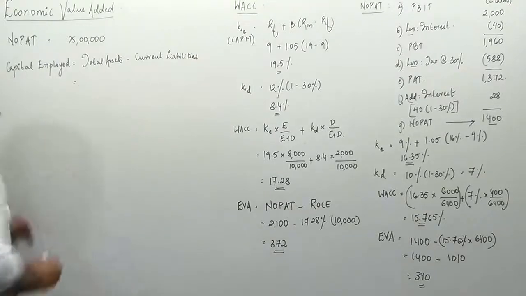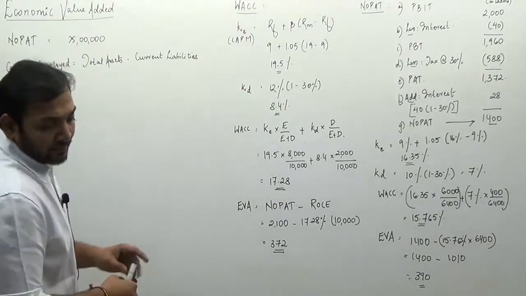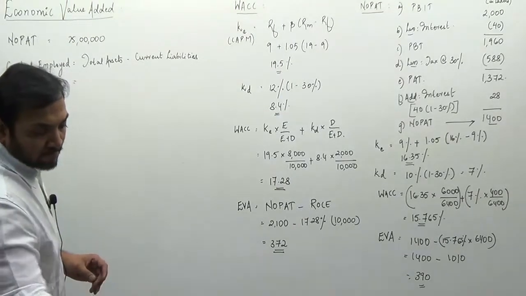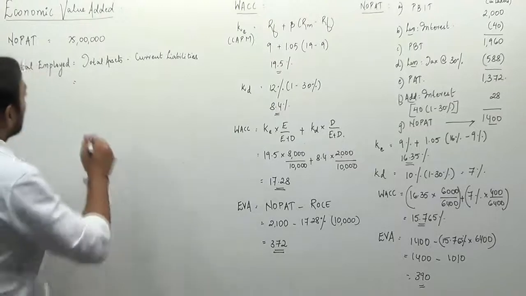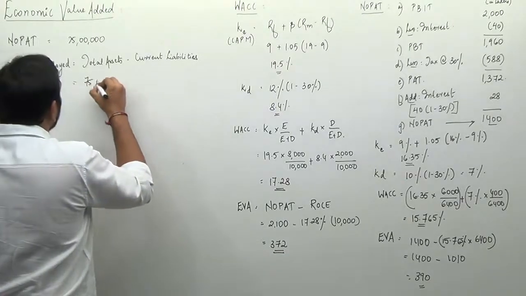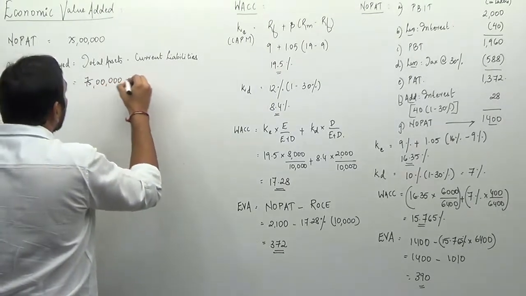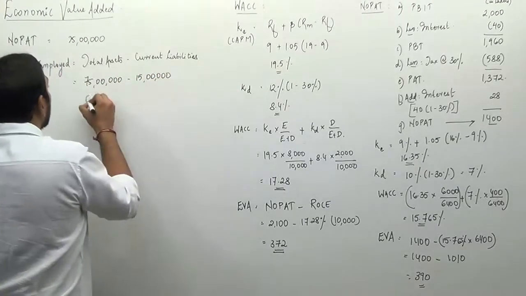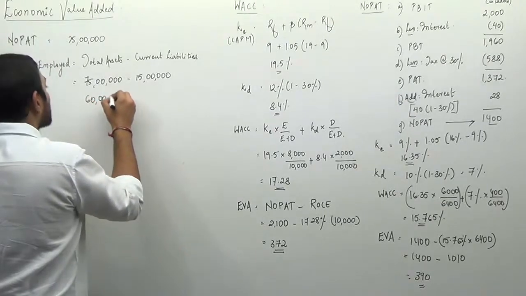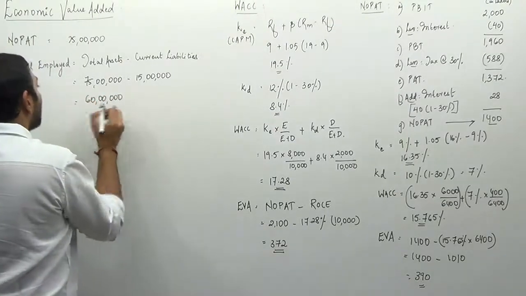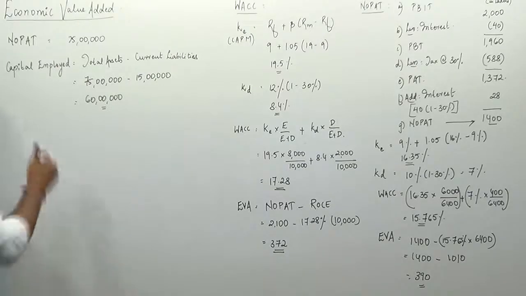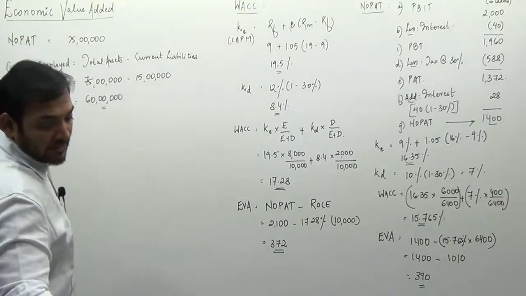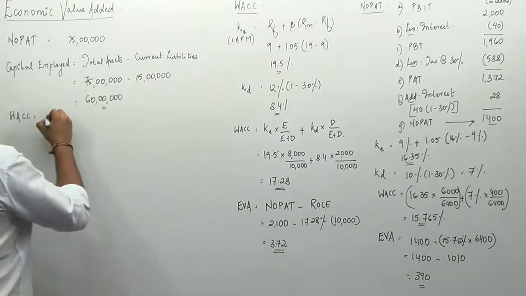It's given to us that total assets are 75 and current liabilities are 15. This will sum up to 60 lakhs. WACC is given to us already. WACC can be approximately taken at 10%.